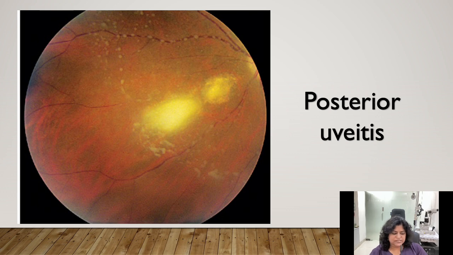The third type is the posterior uveitis, which happens in the back portion of the eye. Now here, this is a picture of the retina, and something has happened here. Some yellowish areas have formed on the retina. So what has happened here is something called a choroiditis, where the layer of the choroid has developed an inflammation. Now this mostly happens in infectious conditions and needs to be treated aggressively because this can cause severe vision loss.